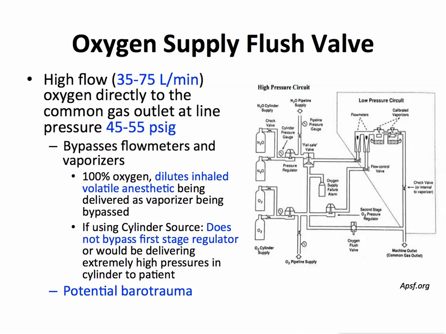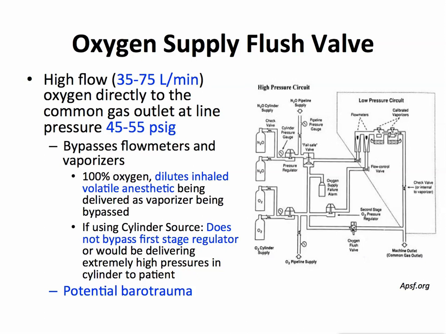Oxygen supply flush valve is the next topic. When you hit the oxygen supply flush valve, you are supplying high flow of gas, somewhere around 50 liters per minute, directly to the common gas outlet at a line pressure of approximately 45 to 55 psi. So here is our oxygen supply valve at the bottom of the figure. When you press that in, about 50 liters of flow at about 50 psi goes to the patient.